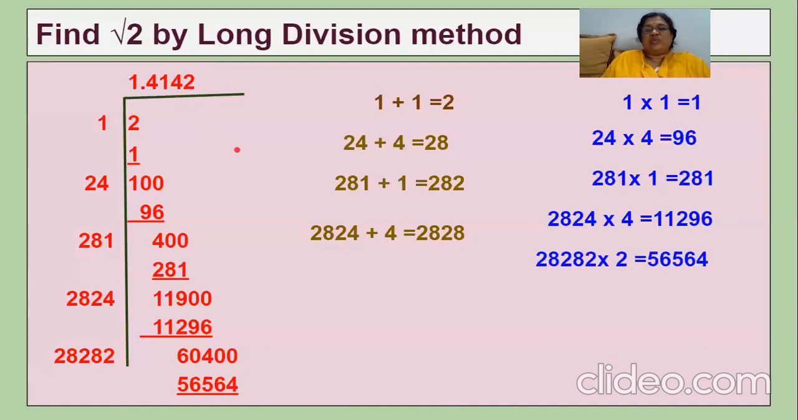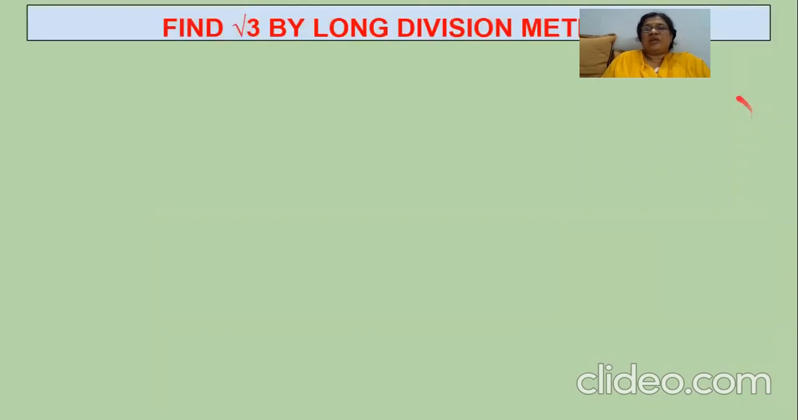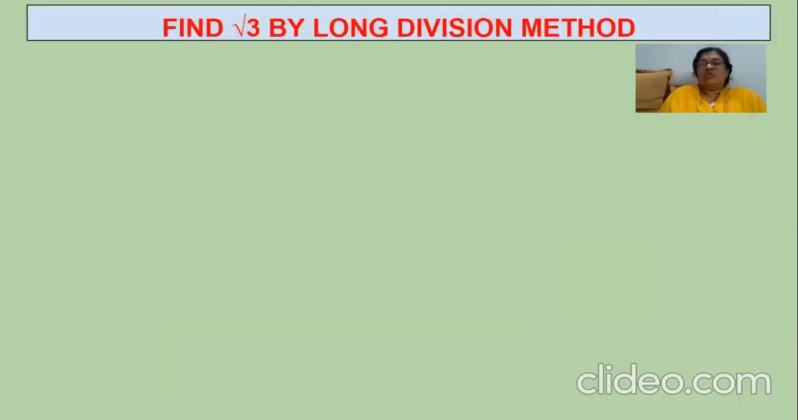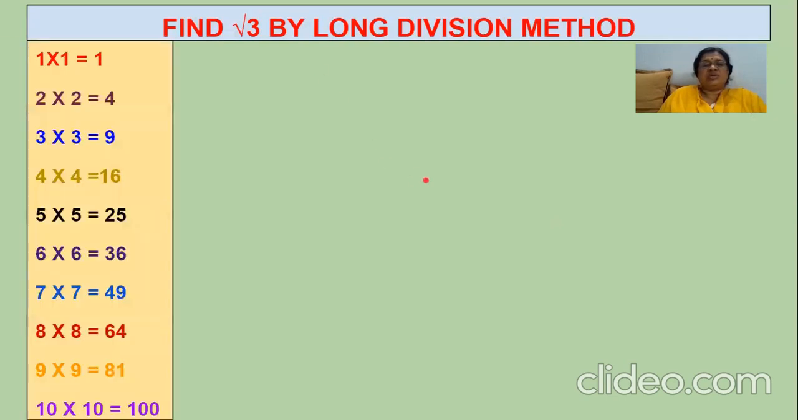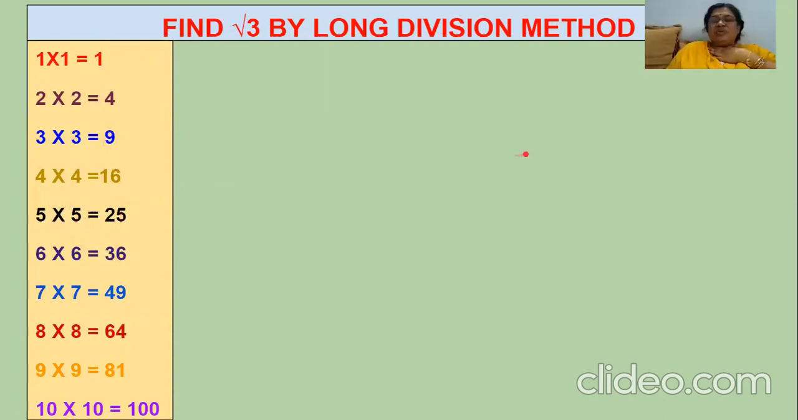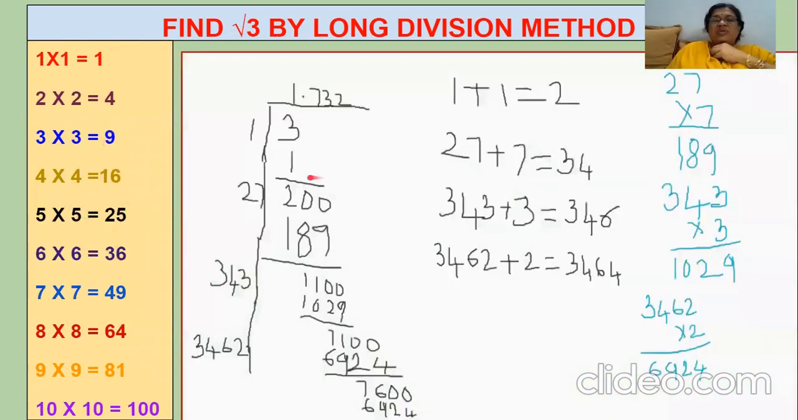Next, one more problem. See like this. One more problem I'll show. Finding root 3 by long division method. This is the long division method. Root 3 finding out. This is the square table: 1 ones are 1, 2 twos are 4, 3 threes are 9, 4 fours are 16. You have to remember this square table. This will be more useful to you while solving square root problems.